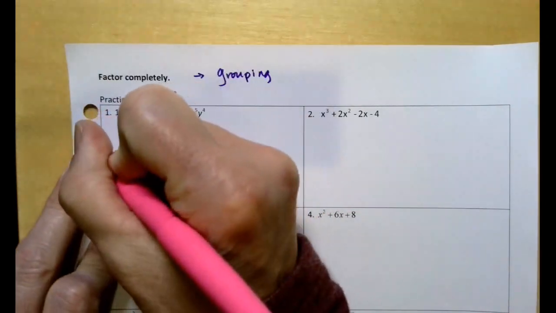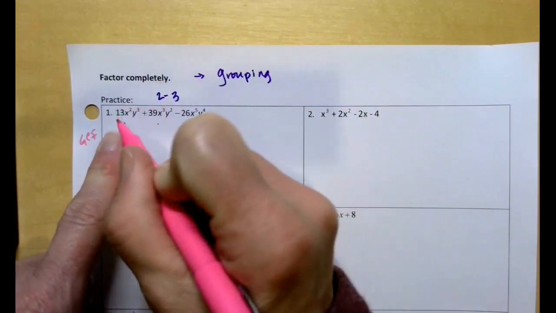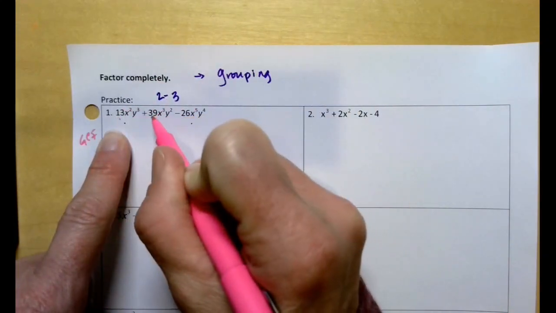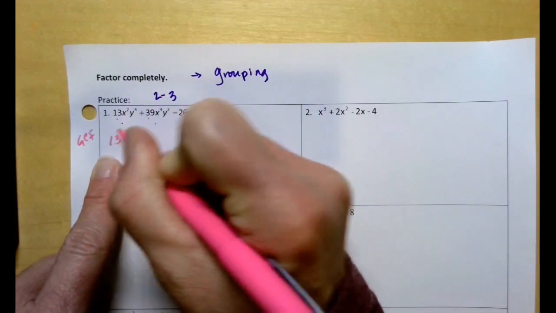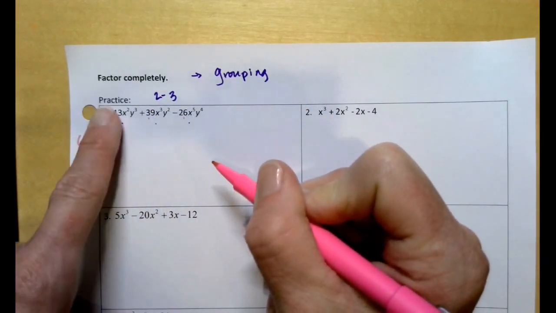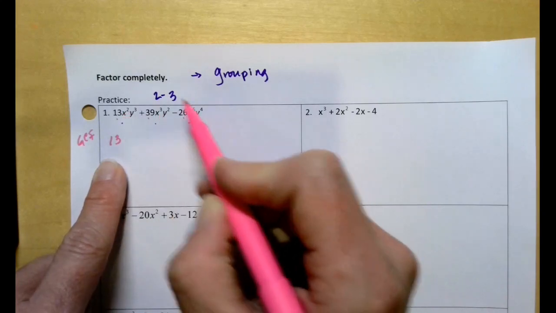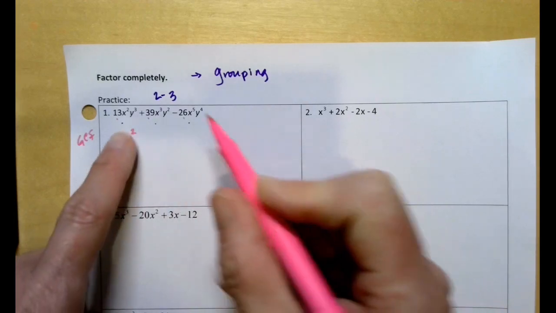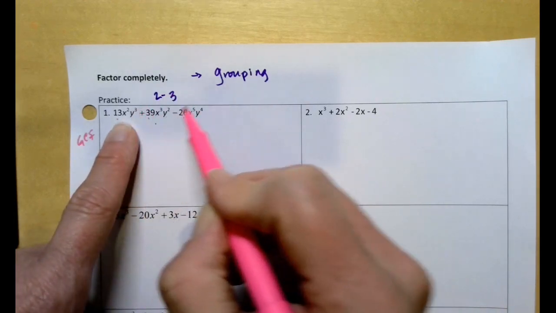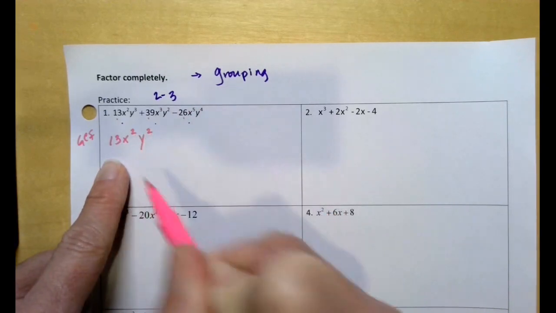When I'm finding my GCF, that's going to be the common term. 13, 39, 26. Each of these can be divided by 13, so I'm going to pull that out. I have 2 x's here, 3 here, 5 here. The max I can pull out is 2. 3 y's, 2 y's, 4 y's. The max I can pull out is 2.